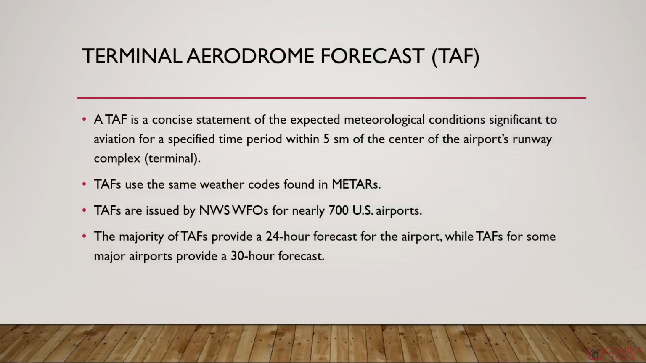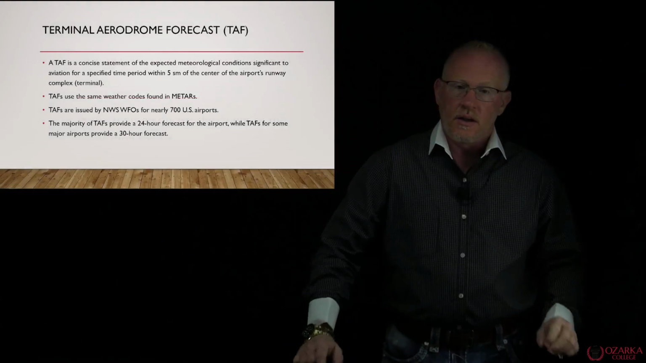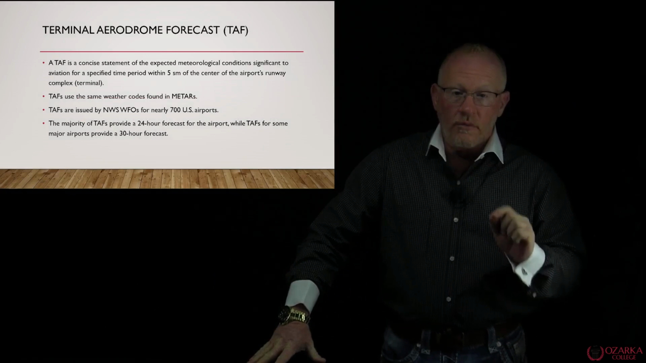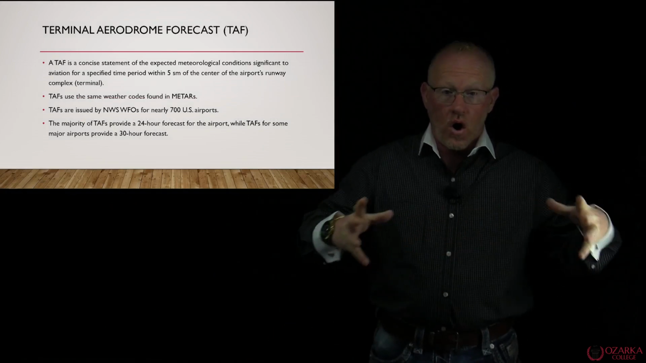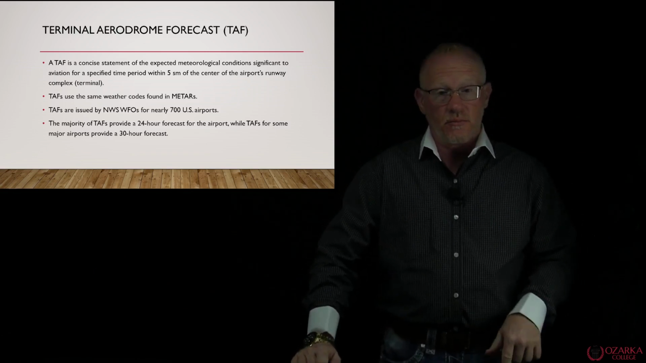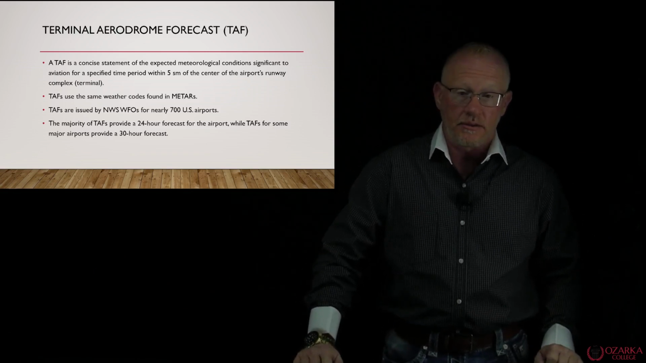So a TAF stands for a Terminal Aerodrome Forecast. A TAF is a concise statement of the expected meteorological conditions significant to aviation for a specified time period within 5 statute miles of the center of the airport's runway complex. You have to know this stuff. You will be asked, how far does a TAF cover? Well, it covers 5 statute miles from the centermost portion of the airport complex.